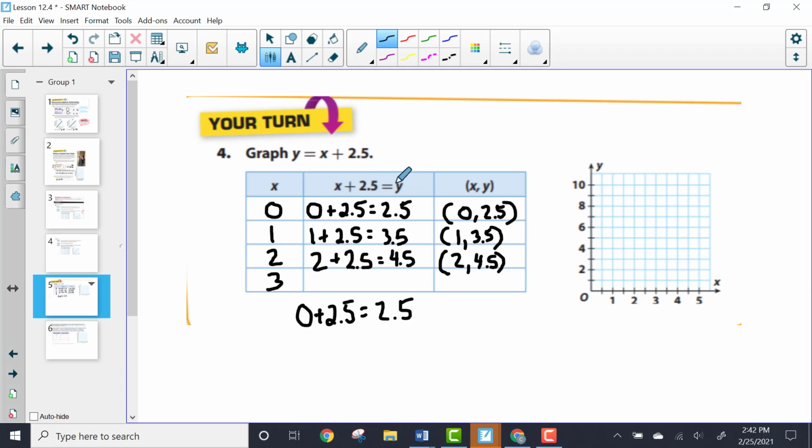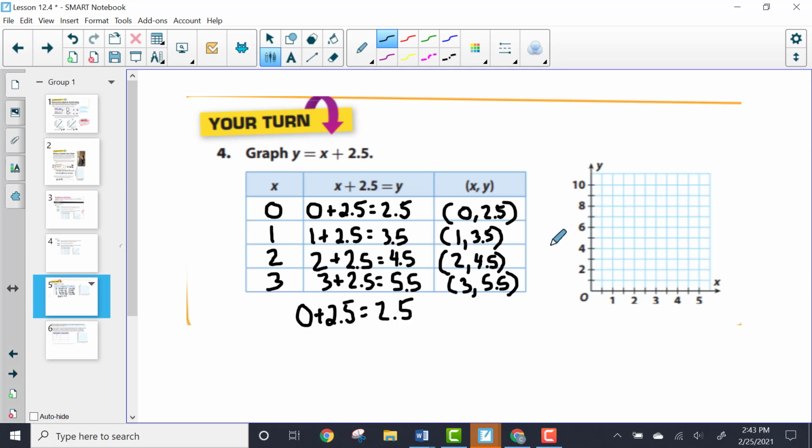Next one, plugging in 3 for this equation. We have 3 plus 2.5 is going to equal 5.5. So x will be 3, y would be 5.5. Okay, so that's completing this equation. Now we have our ordered pairs. Now what we will do is we will graph them.